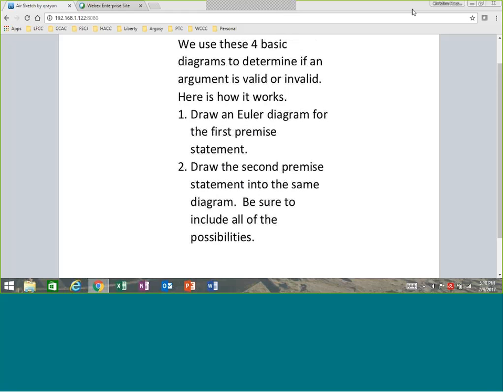Here's how it works. Before I get into the steps, I just want to mention that the reason we need a tool in the first place, the reason we need something like Euler diagrams to do this, is because the words tend to get in the way of looking at the structure of the argument.